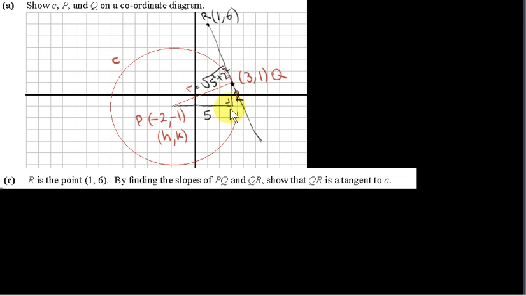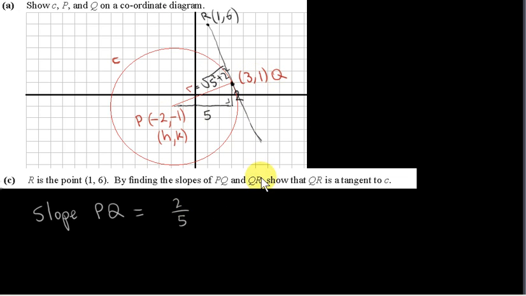Well, we have to consider the slopes, as the question suggests. We get the slope of PQ, and then we get the slope of QR. If the lines are perpendicular, then the slopes are inverses of each other. Well, the slope of PQ is got by taking the rise and dividing by the run. And PQ has positive slope because the line is going in this direction. Of course, you can also use your formula, y2 minus y1 over x2 minus x1. Plug these 2 points in.